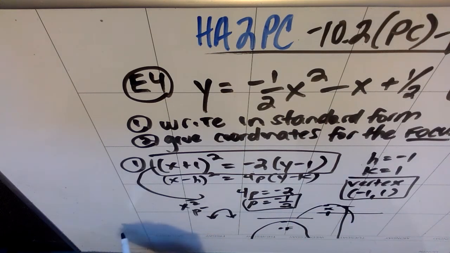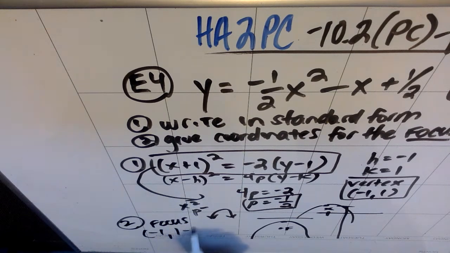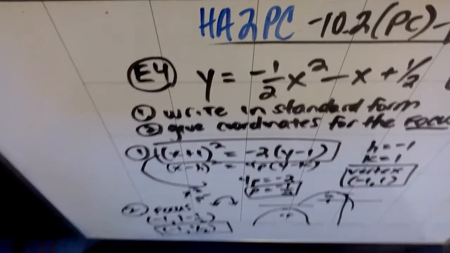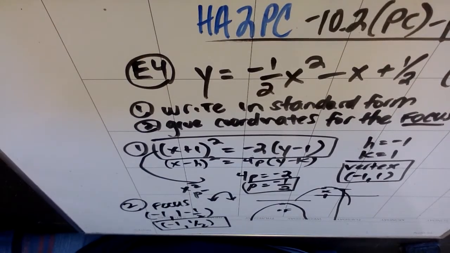So it seems to me that my answer to part 2 is that my focus is at negative 1 comma 1 minus 1/2, meaning my answer is negative 1 comma 1/2. That's the coordinate of my focus, right? Inch that up a little bit so you can see it better. So again, negative 1 comma 1/2.